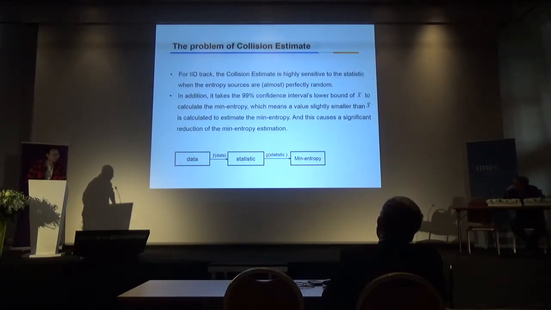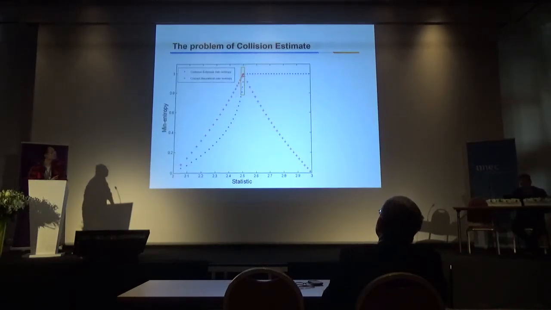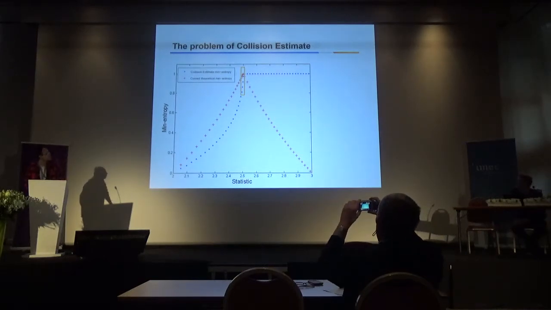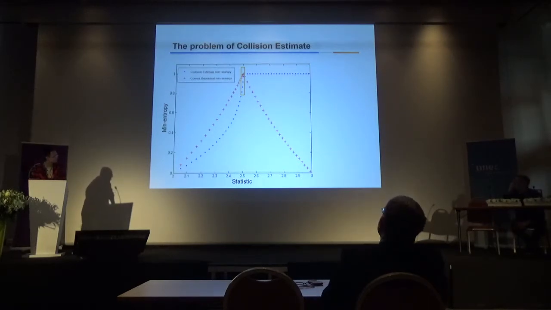And in addition, it takes the 99% confidence interval's lower bound of x bar to calculate the mean entropy, which means a value slightly smaller than x bar is calculated to estimate the mean entropy. And this causes a significant reduction of the mean entropy. We can see this phenomenon in the yellow rectangle. You can see that the collision estimate is very sensitive to the statistic. A small reduction of the statistic will cause a huge reduction of the mean entropy.